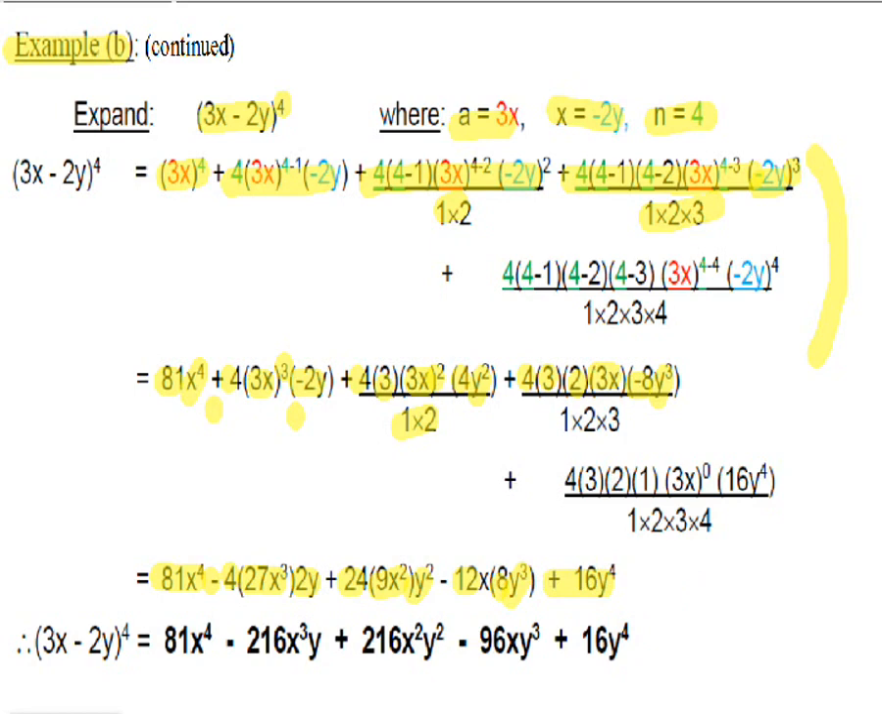What you find sometimes with the final terms is often the numerical values cancel, so that 4 times 3 times 2 times 1 cancels with the factorial 4 on the bottom. Anything to the power of 0 goes to 1. So that's how I end up with 16y to the 4. And then finally, simplifying on the last line here, I get 81x to the 4, and then do my number work on here, minus 216x cubed y plus 216x squared y squared minus 96xy cubed, and plus the 16y to the 4. I'll let you check the figures there for yourself.